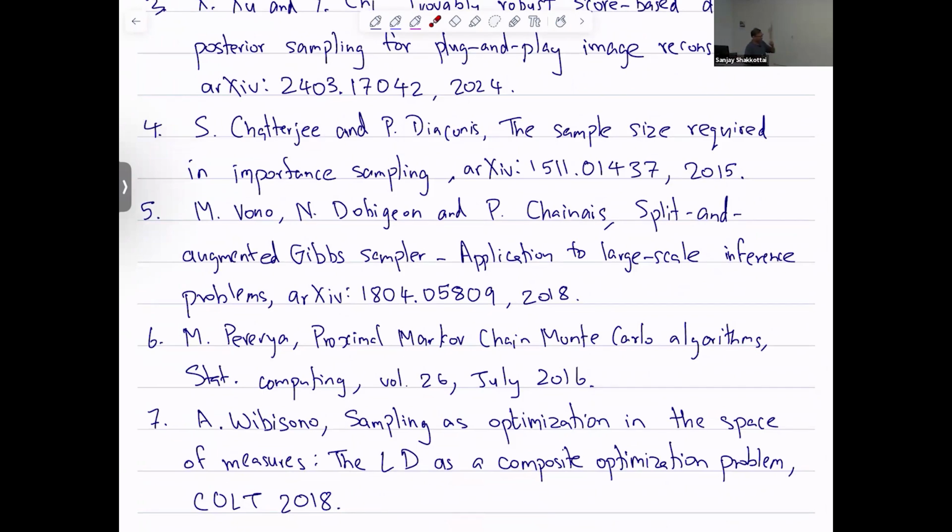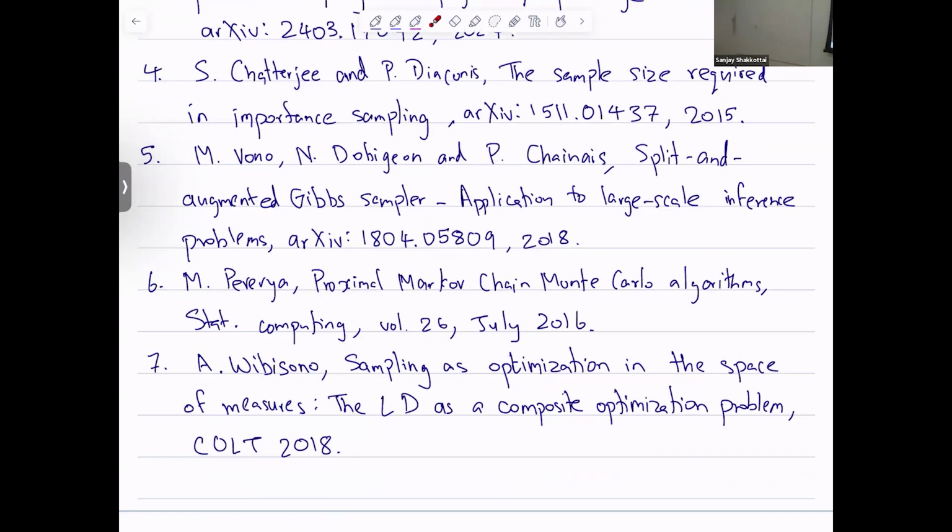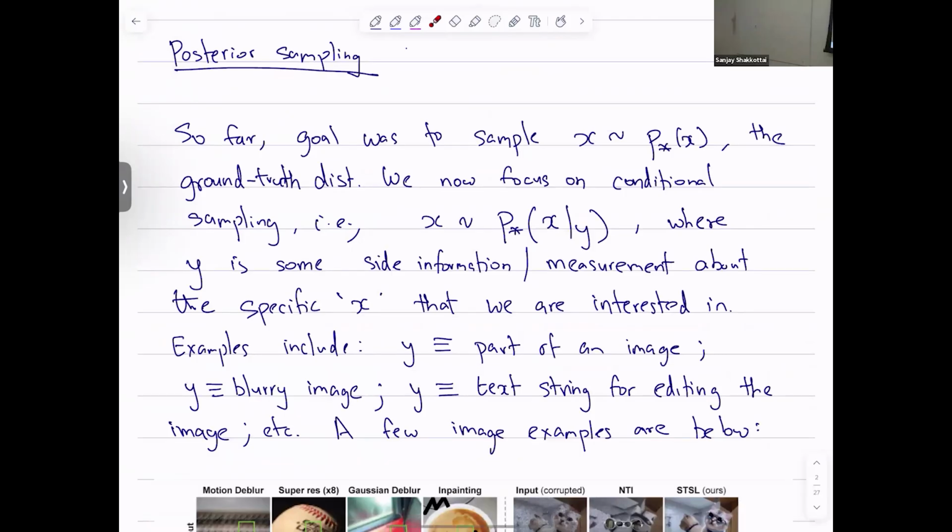Okay, so to start with, maybe the only reference I want to highlight at this point, I'll reference the other ones, is Andre Vibisano's paper on sampling as optimization from Code 2018. It's a really, really nice paper to look at. So first, let's look at the posterior sampling problem.